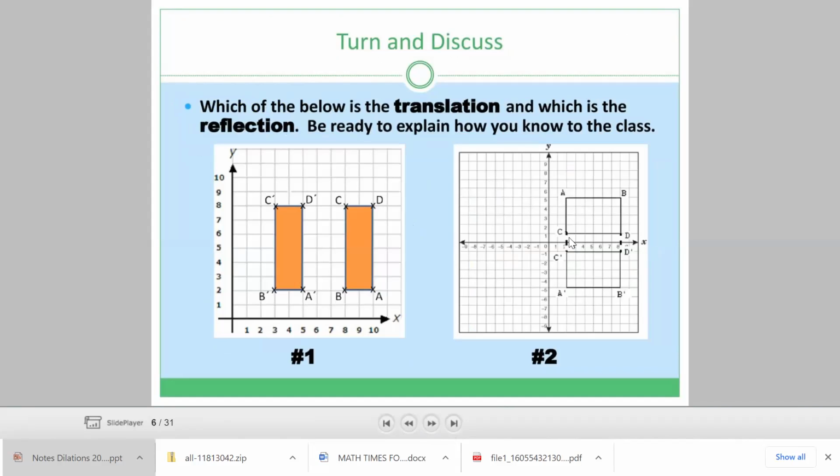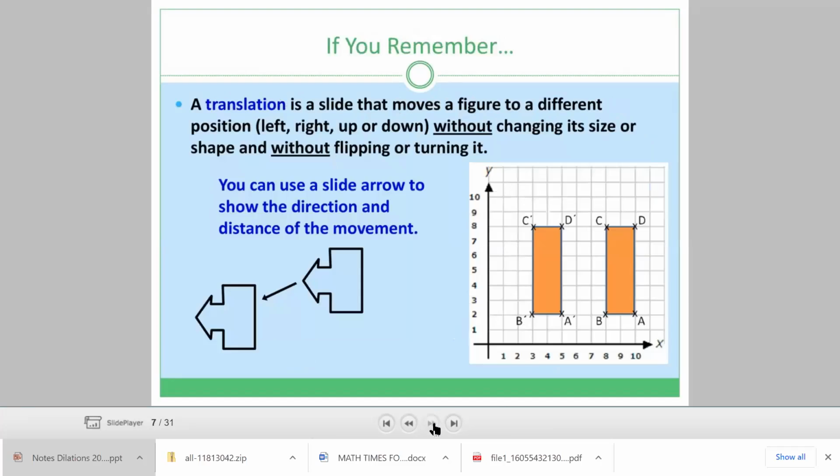And so you can see C, let's look at C, is just 1 box away, and C prime is just 1 box away as well. D is 1 box away, and D prime is also 1 box away. And the same thing will apply to A and B. So this is clearly a reflection. The object and the image are the same distance away from the mirror line.